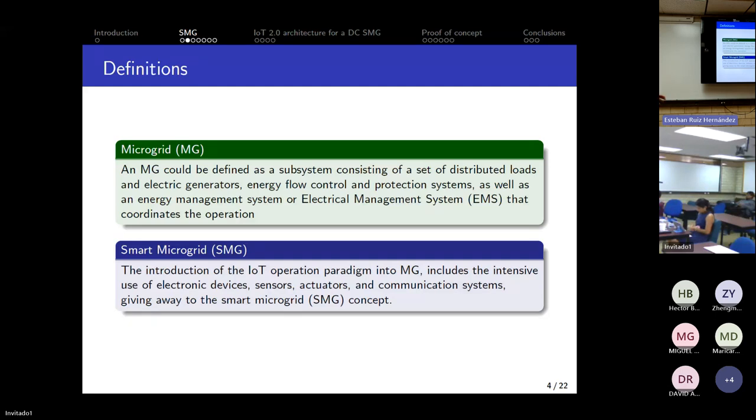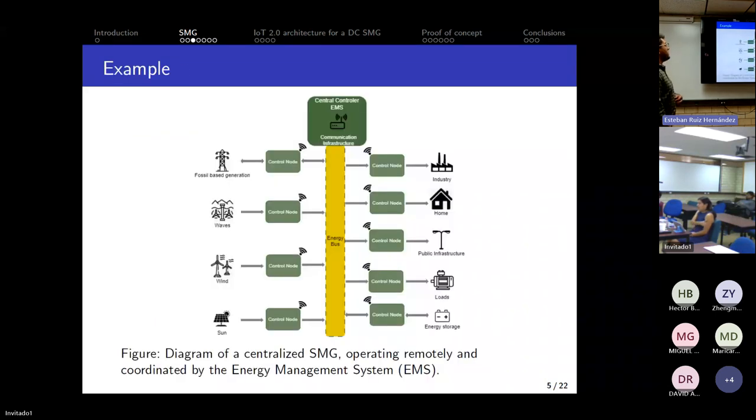And then the introduction of the IoT paradigm into MGs includes the intensive use of electronic devices, sensors, actuators, and communication systems, giving way to the smart microgrid concept. So we have the microgrid, and we put on top an IoT system to allow the microgrid to be smart. It's a simple diagram that has generation elements, consumption elements, as well as an energy storage system, all working together, managed by the central controller, an EMS, and communicating through the communication infrastructure.